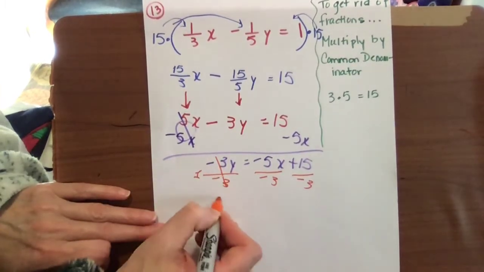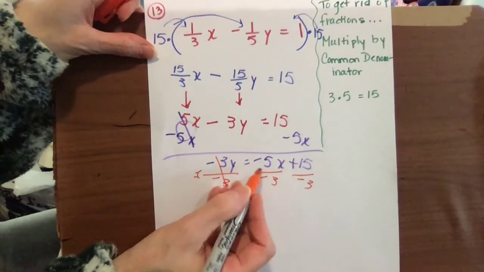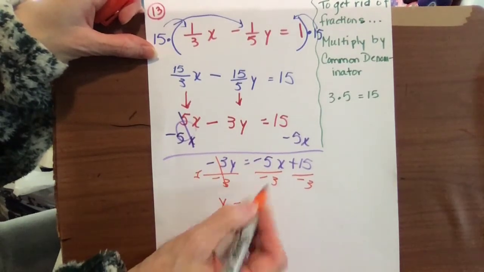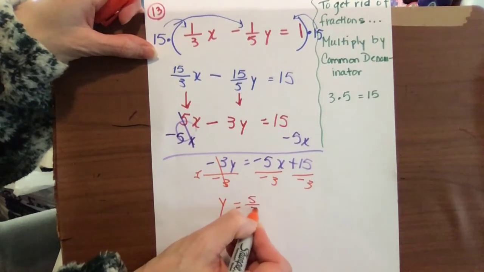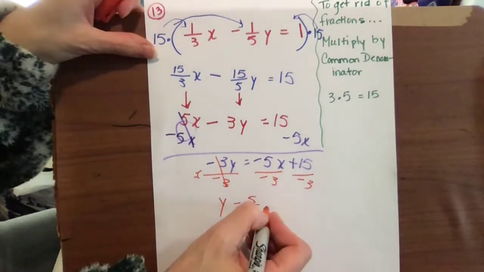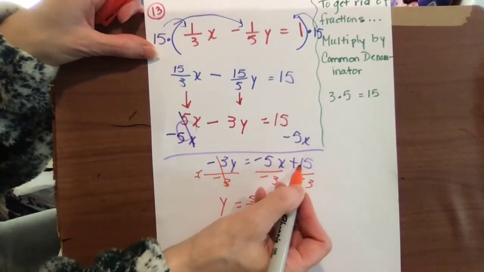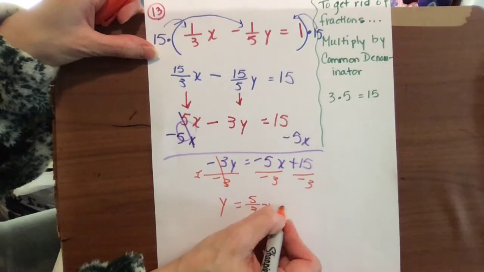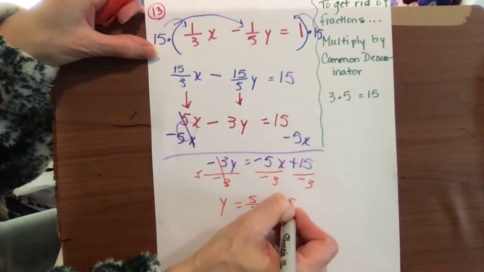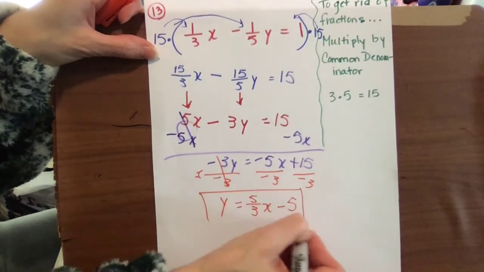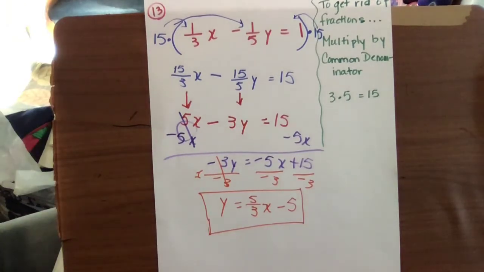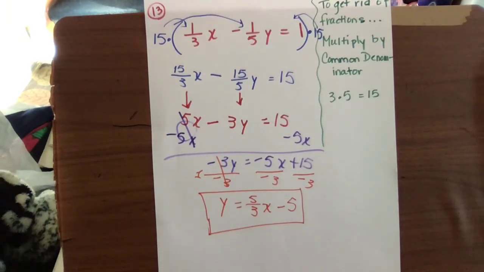-3 divided by -3 is 1y. Negative divided by a negative is positive. 5/3 stays as 5/3. Do not change that to a decimal. And then positive 15 divided by -3 is a negative, and 15 divided by 3 is 5. And there is your equation written in slope-intercept form. Y equals 5/3 x minus 5.